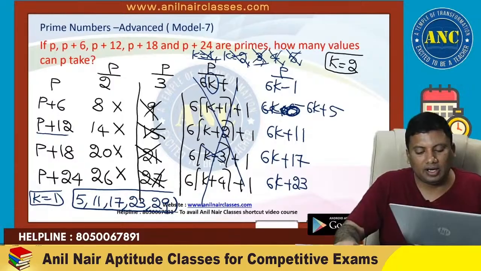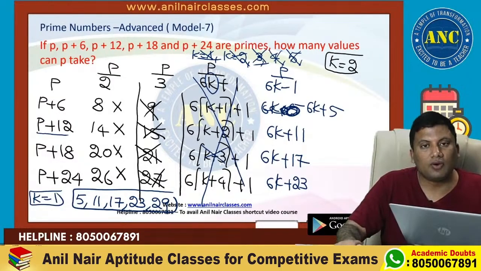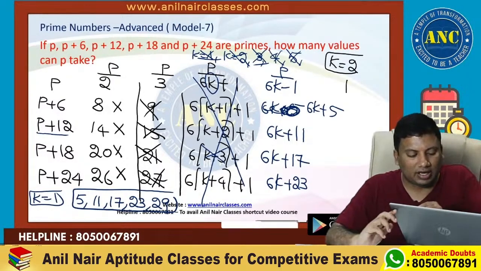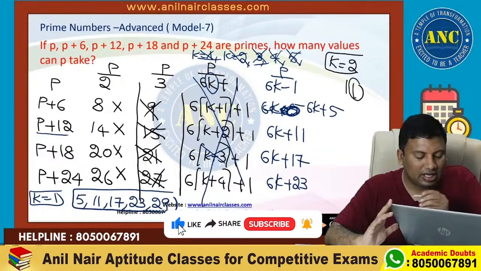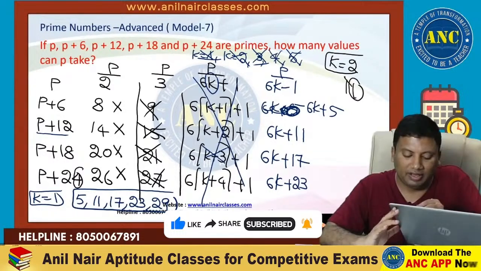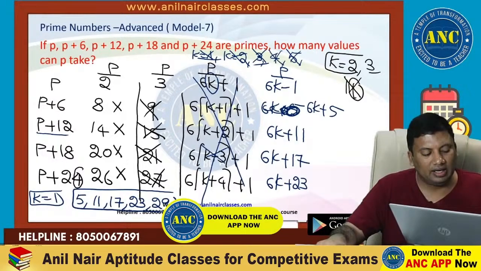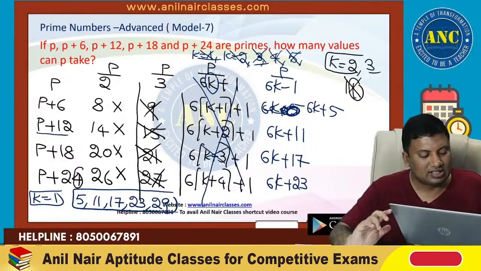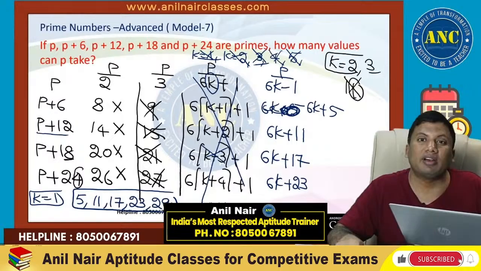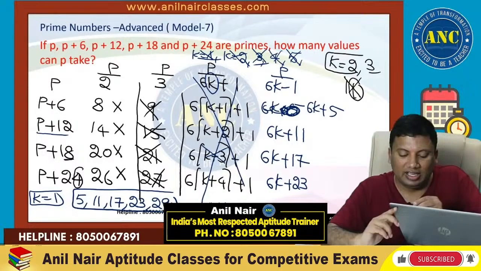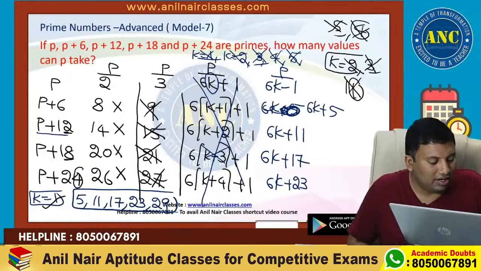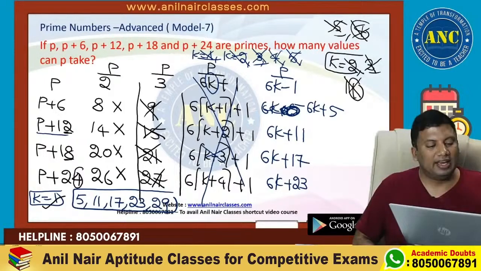But if I keep k equivalent to 2, what will happen? 6 into 2, 12. 12 minus 1, 11. It will become 11. This unit digit is 1. This unit digit is 4. The answer will be divisible by 5. This is out. If I put k equivalent to 3, 6 into 3 minus 1, 17. 17 plus 18, 7 plus 8, 15. It is divisible by 3. Are you all with me? There is only one value, k equivalent to 1. I hope the idea is clear.